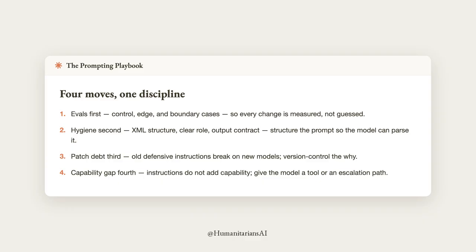3. Delete old defensive instructions when you upgrade models. Patches written for earlier models break on newer ones. 4. If a task needs arithmetic or a handoff, give the model a tool or an escalation path. Instructions alone cannot add that capability. Apply these 4 in order. Skip step 1 and you cannot tell whether anything else worked.